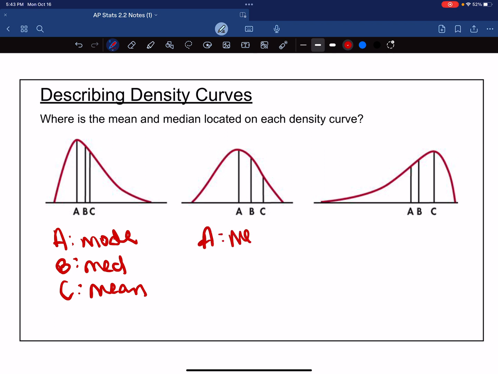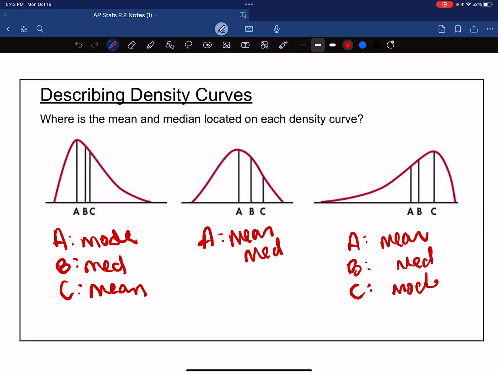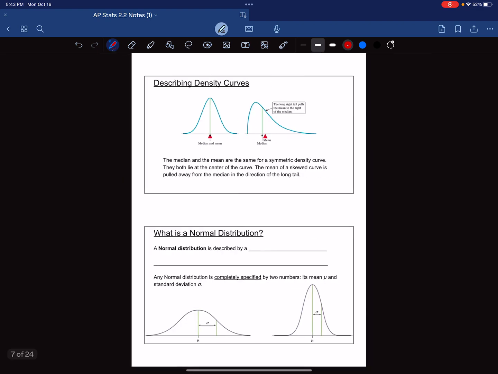This one's a trick question. A is mean and median. And here, A is the mean, B is the median, and C is the mode. Okay, and if you had like a bimodal thing, they would still both be here, but if one peak was higher than another peak, you might have to be careful, but you're not going to really see that. But these are the main three cases. Okay.